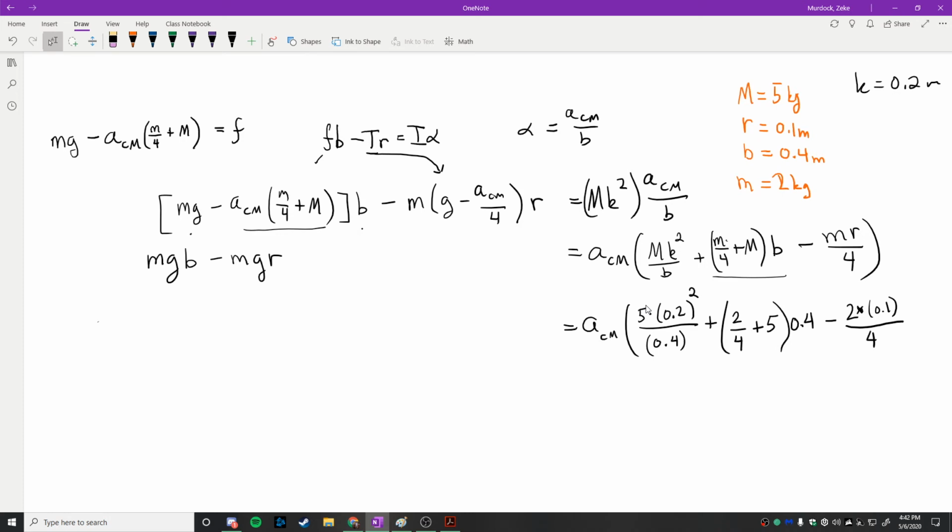The left-hand side is mgb minus mgr, so that's basically just mg times b minus r, which is going to be m, which is 2, times g, which is 9.8. Now this is the one thing that's not going to cancel out of everything, and then times b minus r. Well, b minus r would be 0.3, right? All the other units should cancel. So we get... You guys can calculate this if you want to.